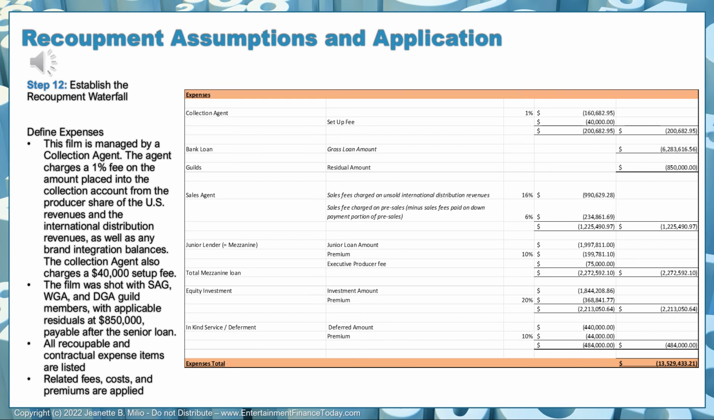The junior lender loan amount was 1,997,811. The premium for that is 10%, 199,781.10. The executive producer fee due, paid here in the recoupment schedule, is 75,000. So altogether, we're paying the junior lender 2,272,592.10.